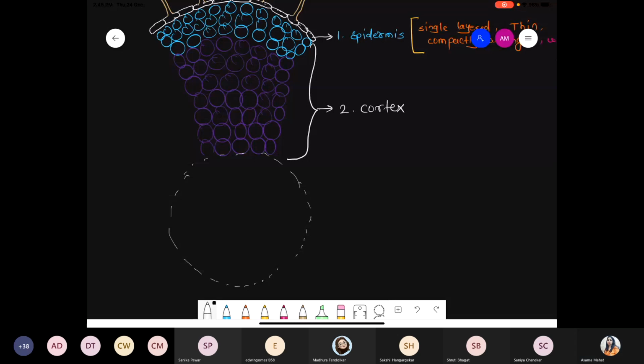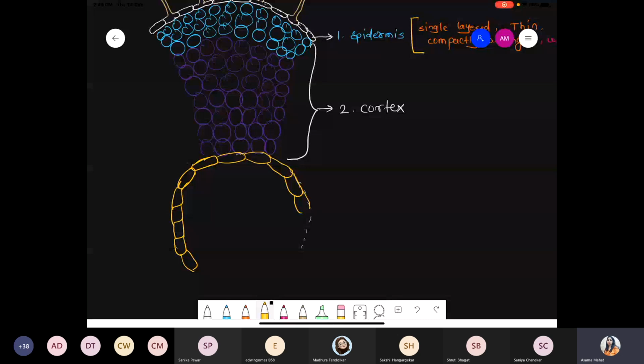चलो. It should look like a vascular bundle, okay? Because vascular bundle they present in a ring form.